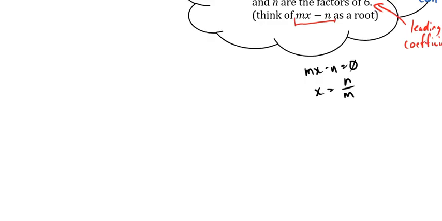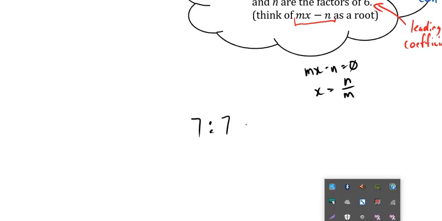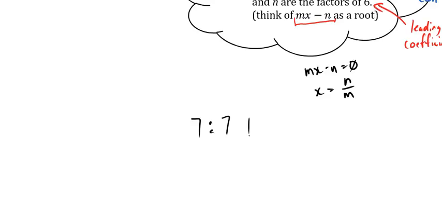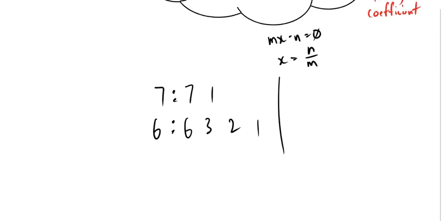Okay, so here's what I'm going to do. I'm going to write down all the factors of 7. What are they? 7 and 1. Now I'm going to write down all the factors of 6. So what are they? 6, 3, 2, and 1. So actually, all the possible factors that you could try would be all the combinations of the factors of 7 on top and the factors of 6 on the bottom.